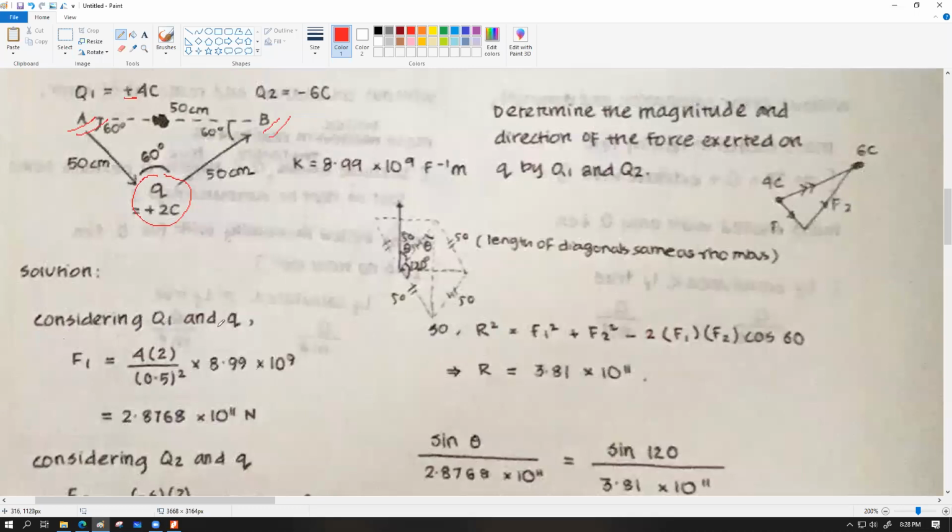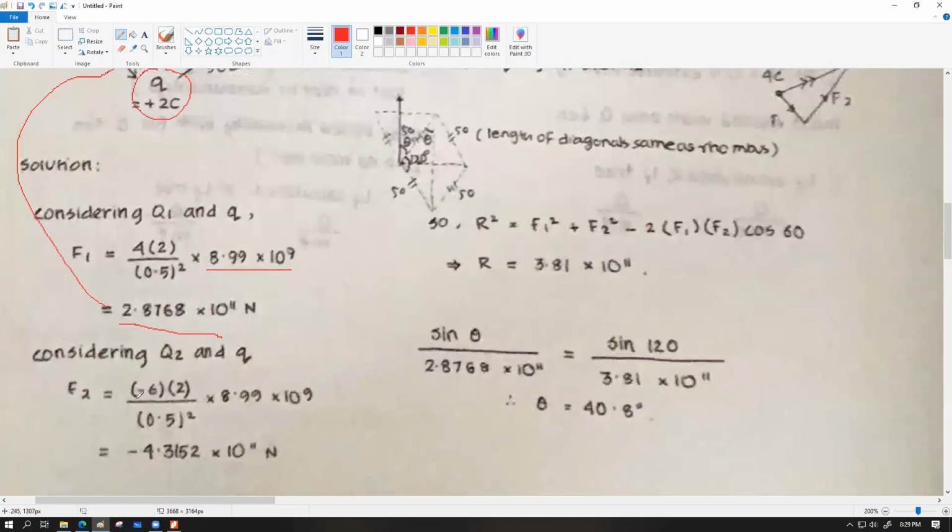Considering Q1 and Q, F1 represents the force from the Q1 charge. F1 equals 4 into 2 divided by 0.5 squared, into 8.99 into 10 to the power 9. Here the kid wrote it as Q1 Q divided by D squared, into K. He wrote the K later, which is perfectly all right. So we calculate this force value. This is the force that is working. So this is this force, this one.